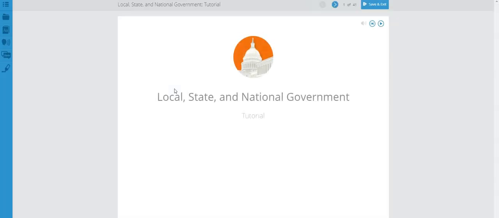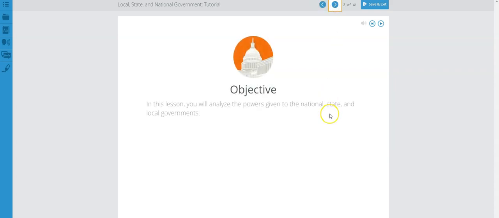Please remember that you have to have a notebook in order to take notes as you are reviewing this tutorial. It has 41 pages. So you need to be doing your best with your notebook, taking notes. This way you can be ready for tests as well as to answer all of the questions that you will be asked during this tutorial. And our objective for today is that you will analyze the powers given to the national, state, and local governments.